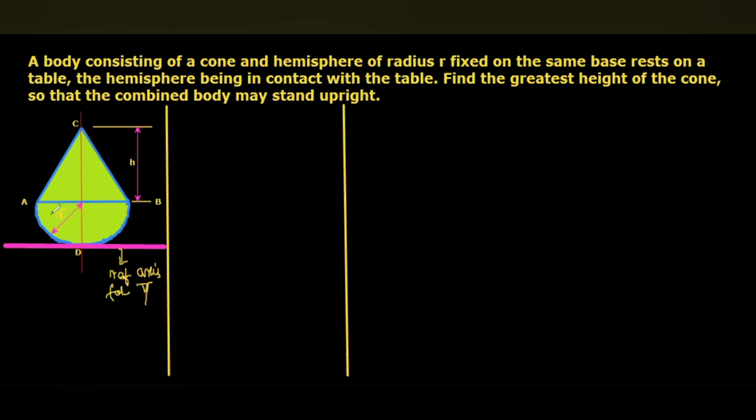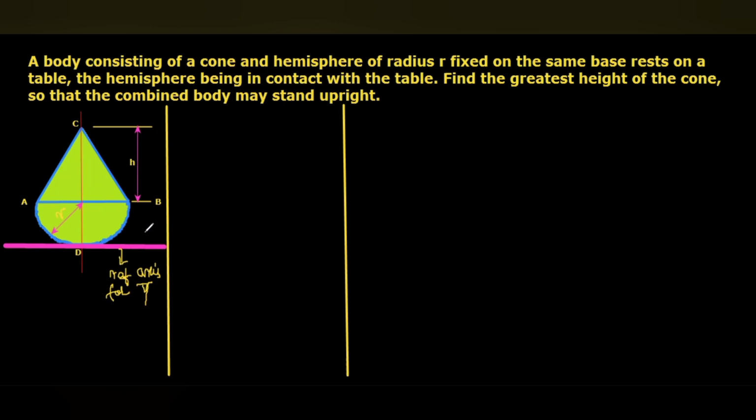Actually here, when this solid is placed over the table, what will be the maximum height of the cone over the common face AB so that the combined body may stand upright? In case you increase the height of the right circular cone more than the maximum or limited height, then this will topple at the sides. That we can identify by using the moment principle.